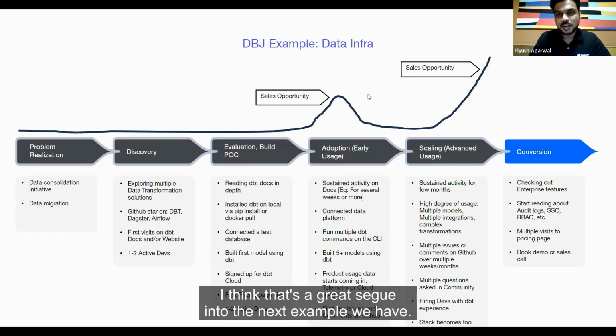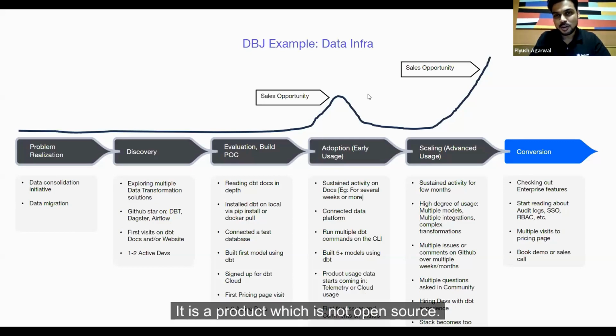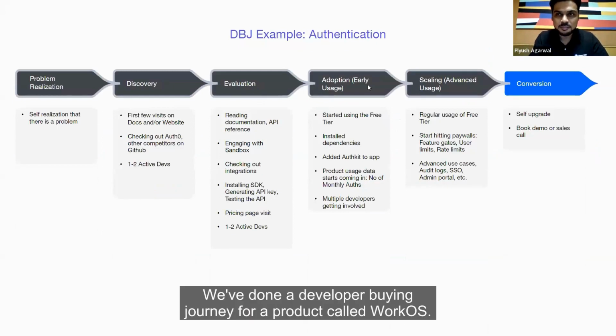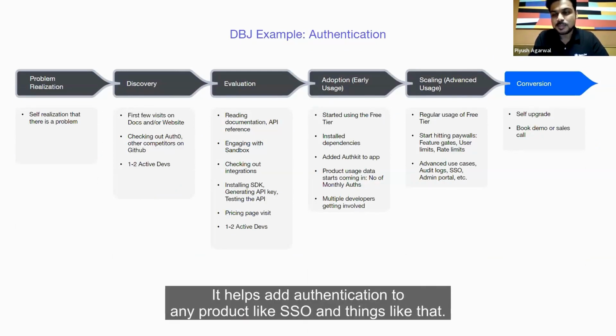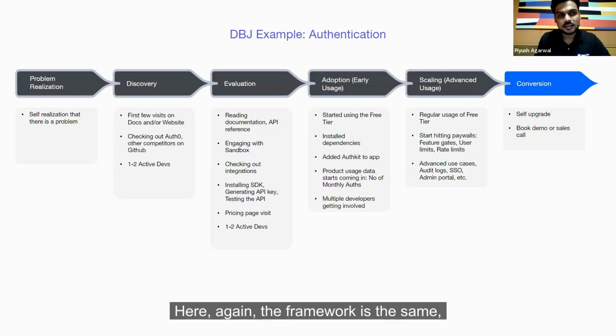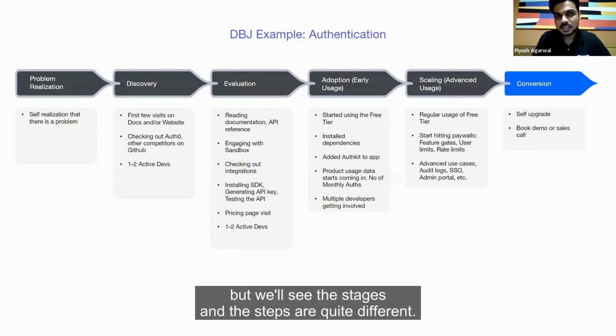I think that's a great segue into the next example we have. It is a product which is not open source. We've done a developer buying journey for a product called WorkOS. It helps add authentication to any product, like SSO and things like that. Now, if you see here, the developer buying journey is very different, right? Again, the framework is the same, but we'll see the stages and the steps are quite different.